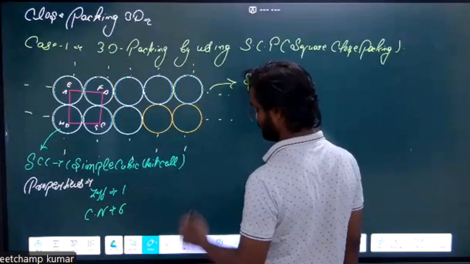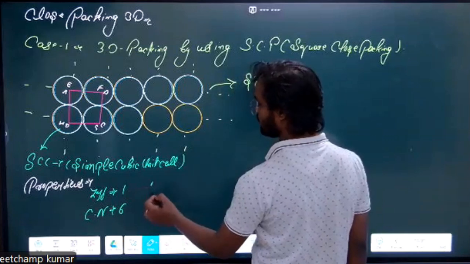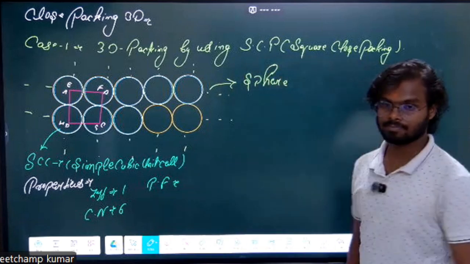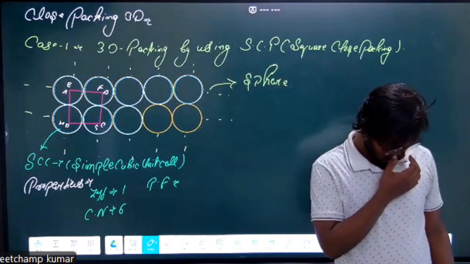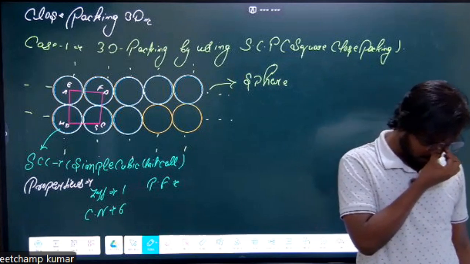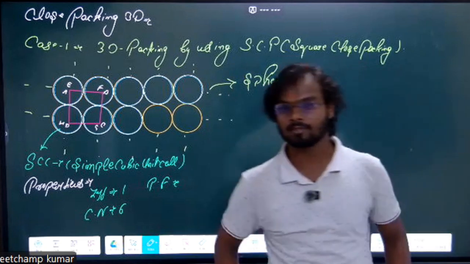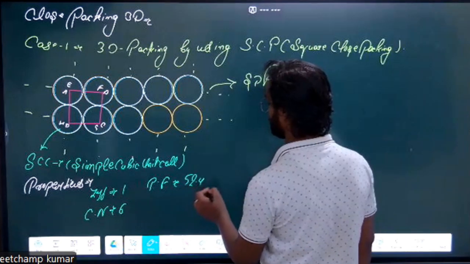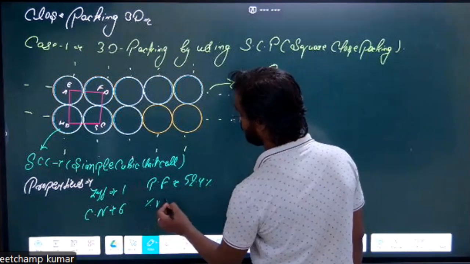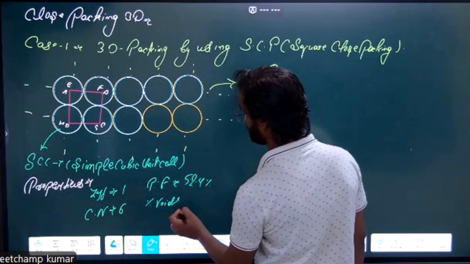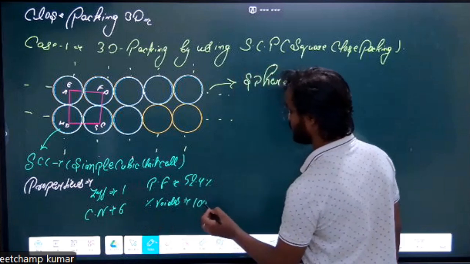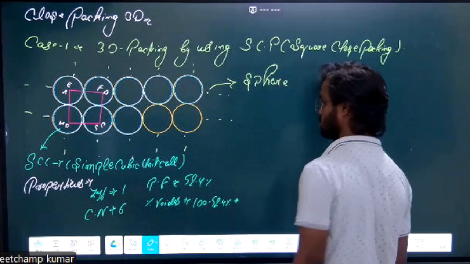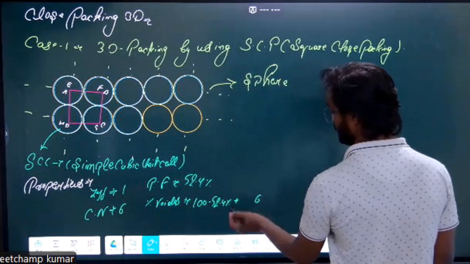What is the packing fraction for the simple cubic unit cell? 52.4. Yes, 52.4%. So what will be the percentage of voids? That is 100 minus 52.4%. That is equal to how much? How much will we get?